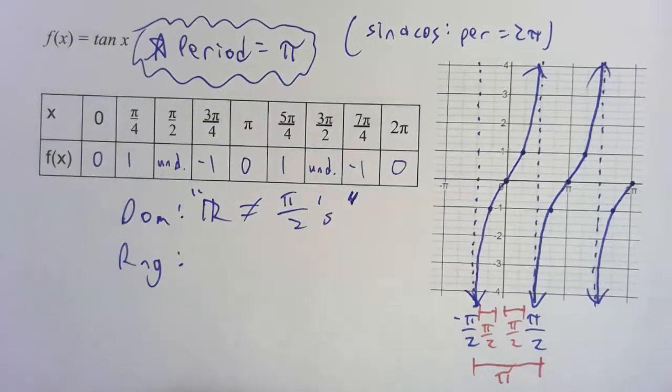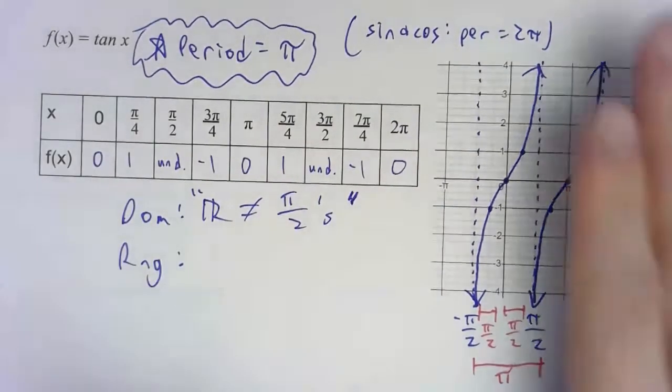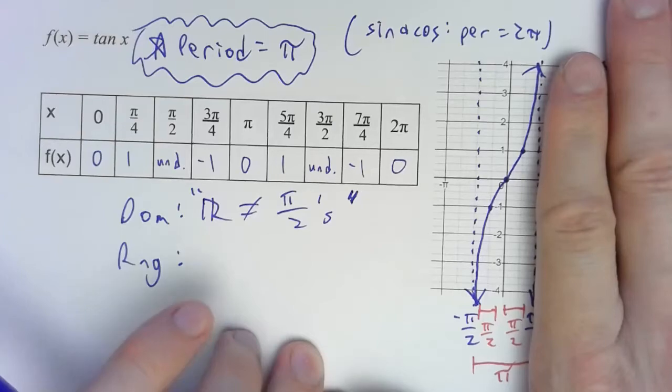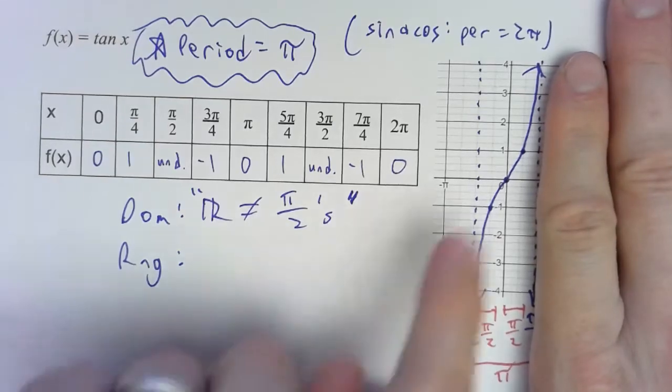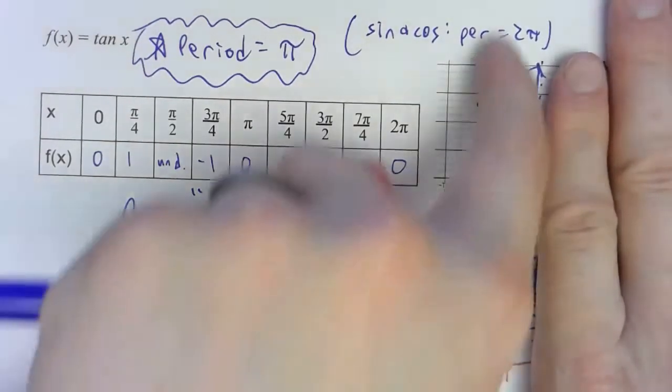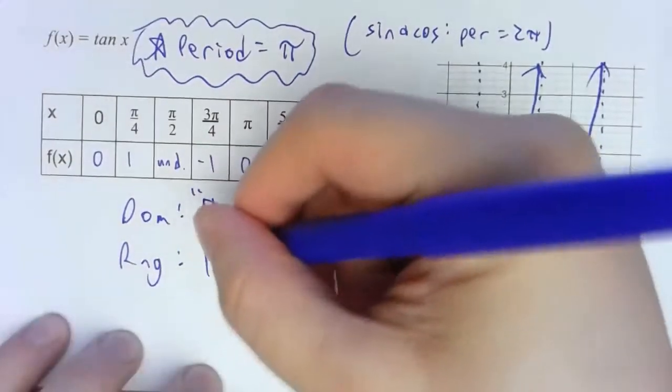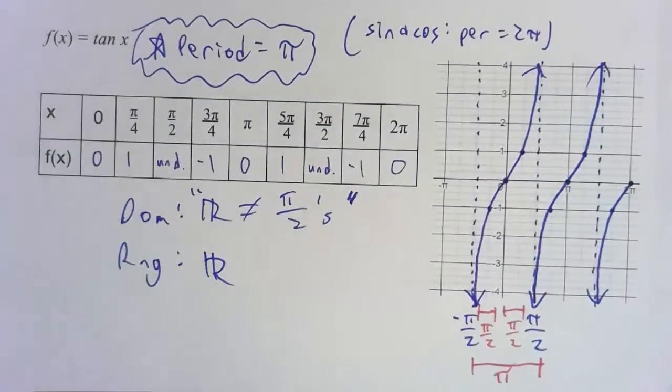All right, what about the range? What about our y values? Well, the range, I mean, even just this one section here, we've got all real numbers, right? The y values go all the way down and all the way up. So our range is all real numbers.